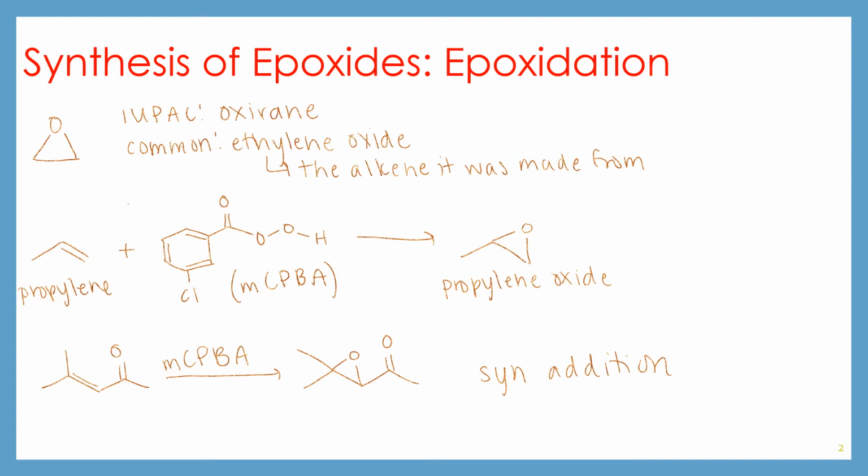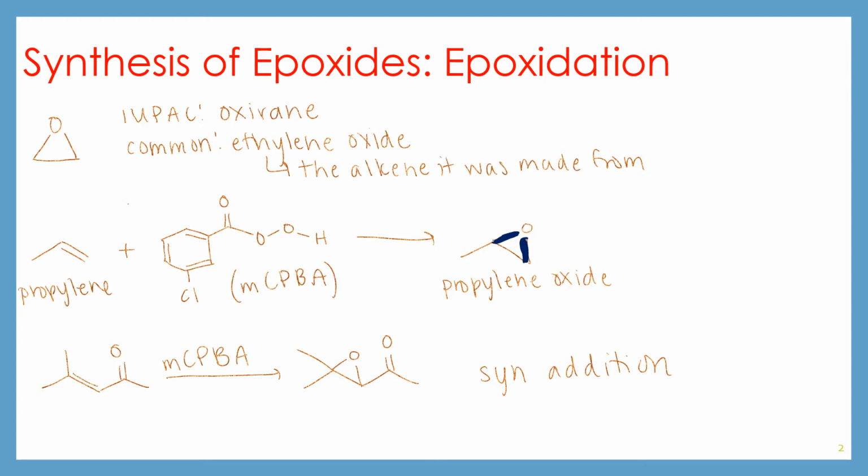Also remember that when you create a three-membered ring from an alkene like this, it is going to be cis, right? They're going to be on the same side. So this compound coming from propylene and reacting with MCPBA is going to be called propylene oxide.